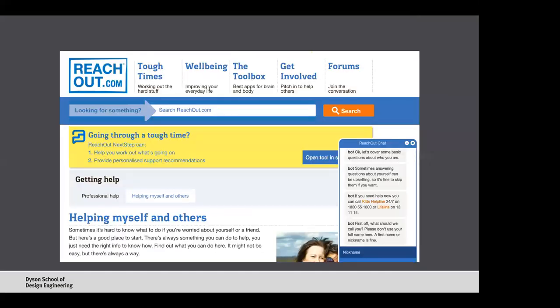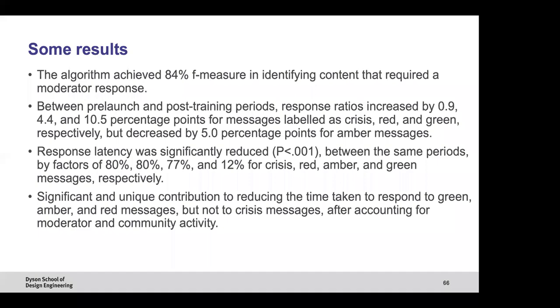And then, because it was successful, we took it to build a chat system with some similarities. So these platforms, the use of AI here, can have a very, very positive impact on improving well-being. This one was about improving productivity, and we increased the accuracy of the algorithms. We reduced the amount of time it takes to respond by 80% for the critical, the red, 77% for the amber, and obviously less for the messages labeled as green that are not as important.